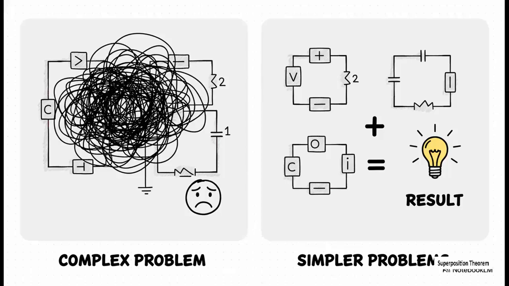And this really lays it out perfectly. On the left, you've got this one big, complicated problem you have to wrestle with. But on the right, using superposition, you have two much simpler problems. You figure out what's happening with each source by itself, and then you just add the results up. Honestly, for circuit analysis, this is a total game changer.